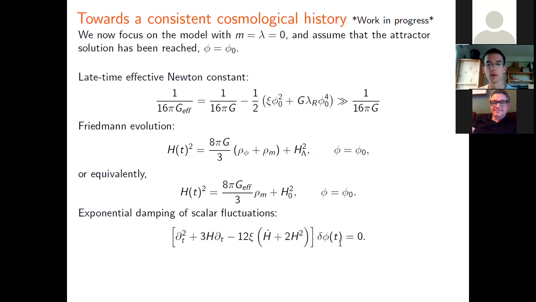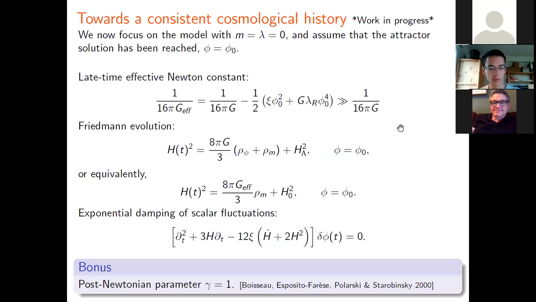This tells you that the attractor solution is still an attractor, even when you put in matter fields. Okay, and in addition to this very simple analysis, the post-Newtonian parameter that you may compute in that scalar tensor theory of gravity is exactly the one of GR. So this post-Newtonian parameter gamma is one, which is also in agreement with GR.